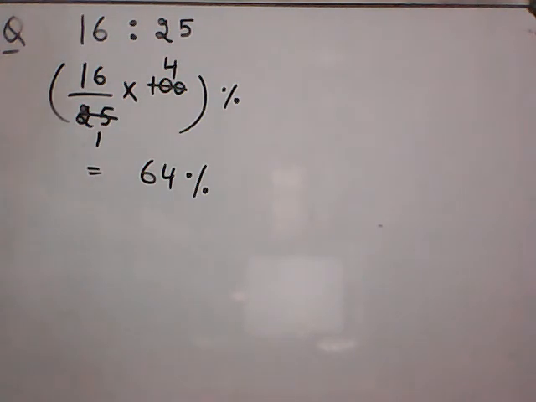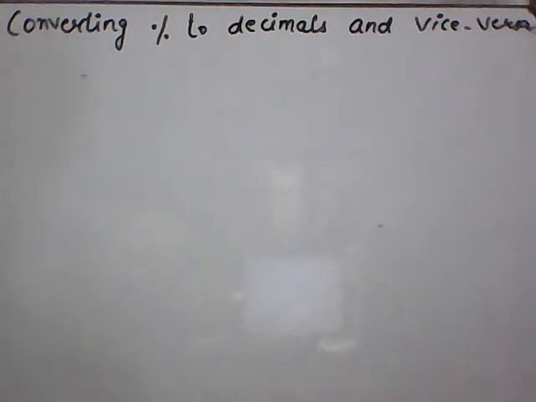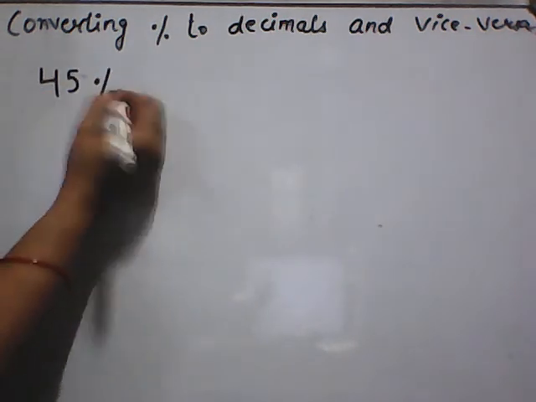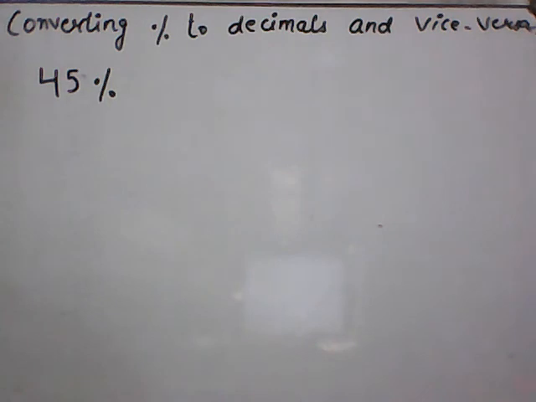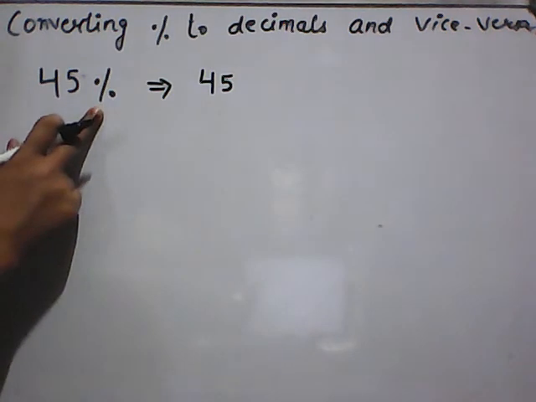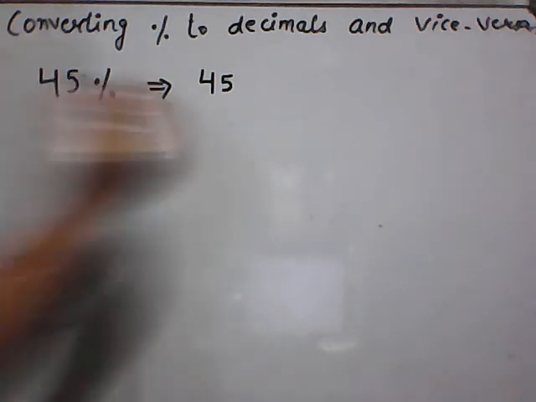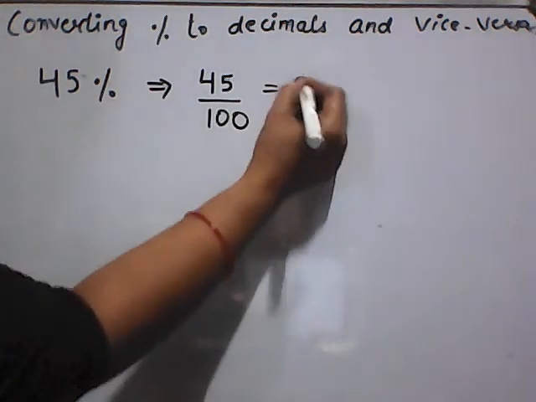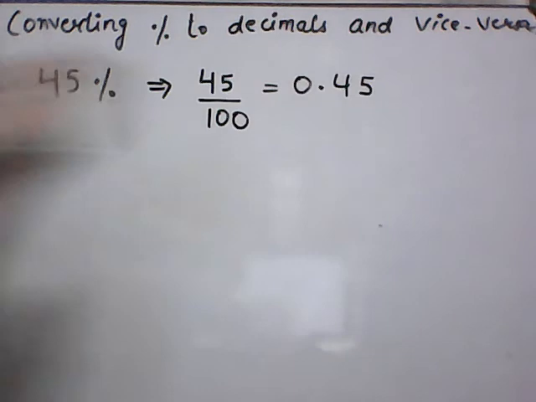Let's move to the next topic, converting percentage to decimals and vice versa. Suppose 45% is given to you and you have to convert it into decimals. How can we convert into decimals? We can convert 45 into a fraction. How can we convert into fractions? Just divide it by 100 and remove the percentage symbol. Now it is 0.45. 0.45 is in decimal form. In this way we can convert percentage to decimals.